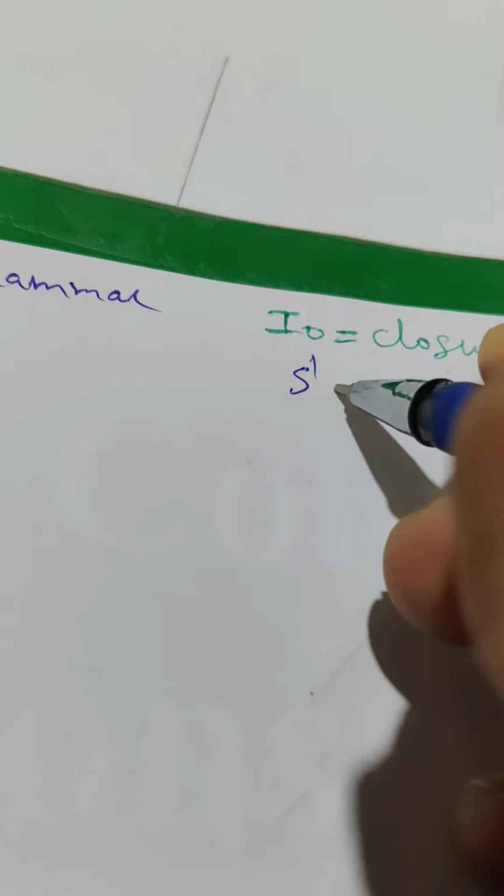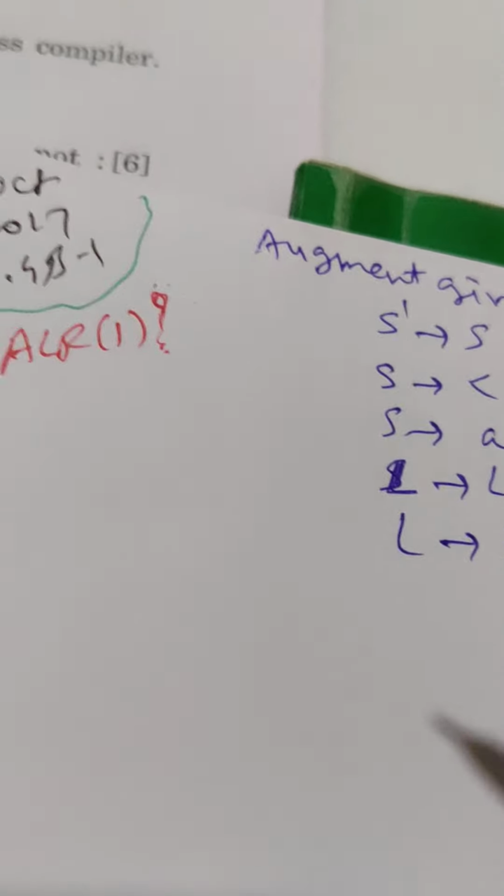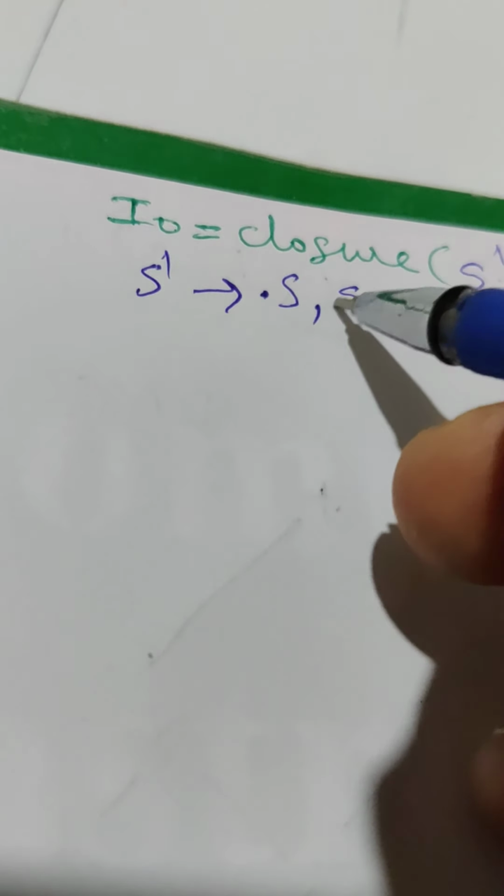The next step is to find the closure of your starting non-terminal, that is S'. For this we have to take the starting rule, S' goes to S. Now for the first rule, S' goes to dot S. LALR stands for lookahead LR. It's a kind of LR parser where we merge lookaheads to minimize the number of items. For the first rule, the lookahead is fixed, that is dollar, because the sentence ends with dollar.